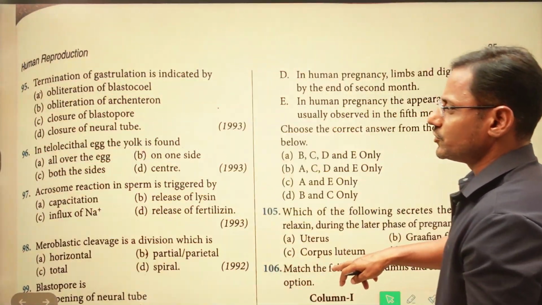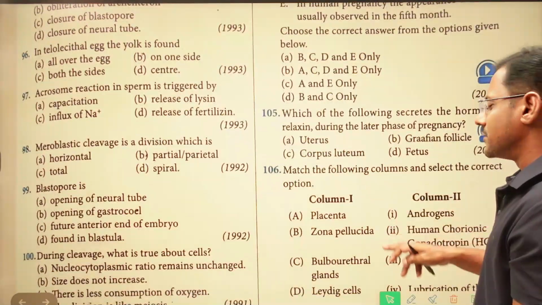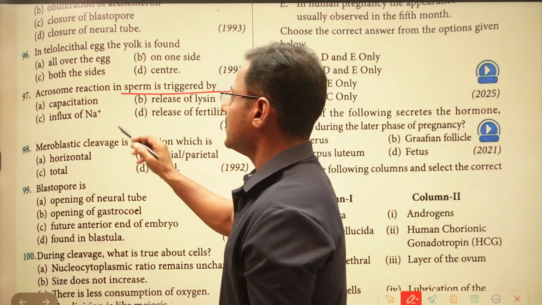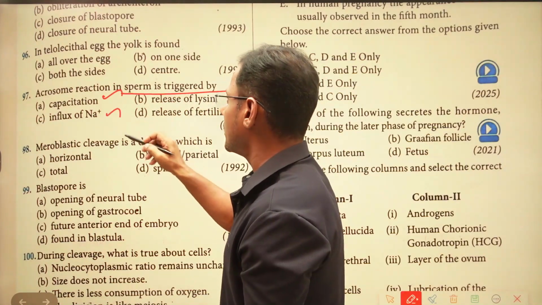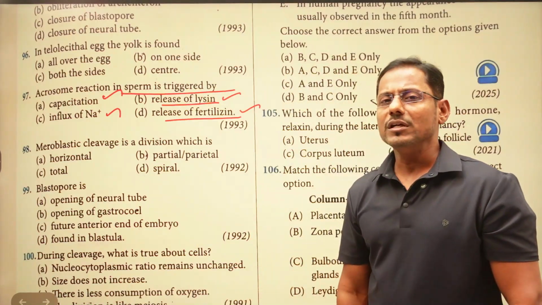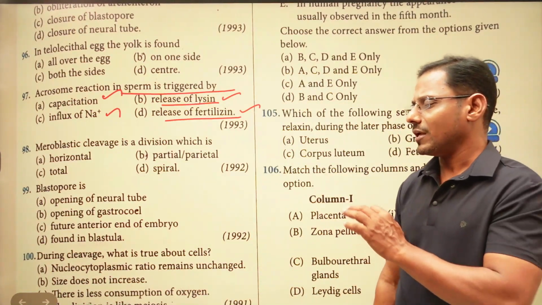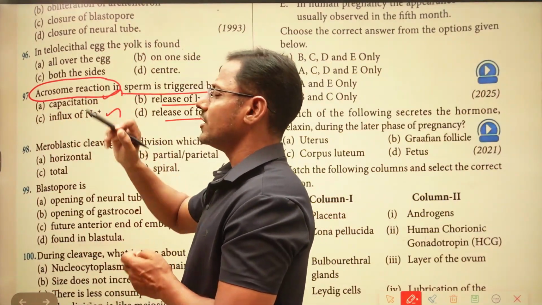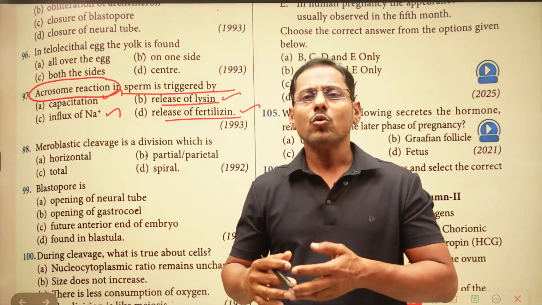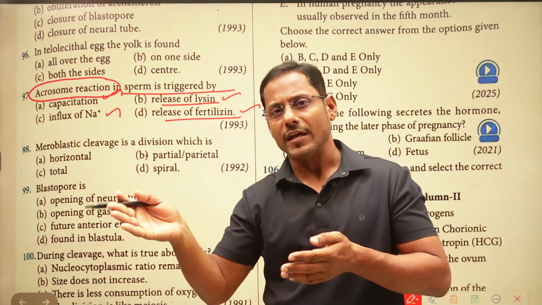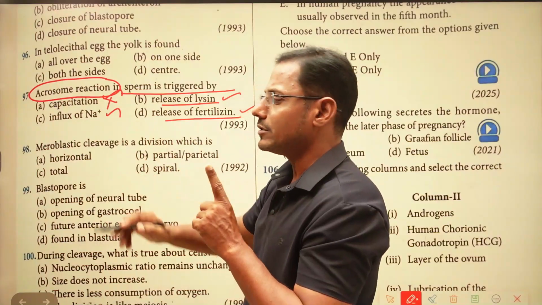And next we will check the acrosome reaction in sperm is triggered by. Acrosome reaction in sperm is triggered by capacitation, influx of sodium, release of lysine, release of fertilizin. So here the capacitation means the sperms are going to be activated before they reach the egg. Now this is not the right answer.